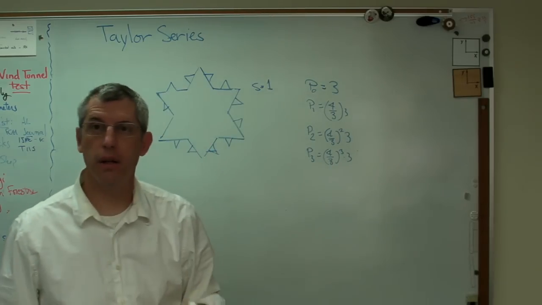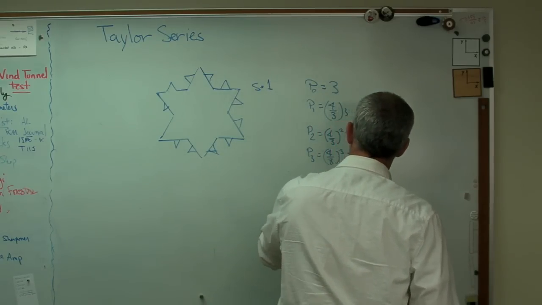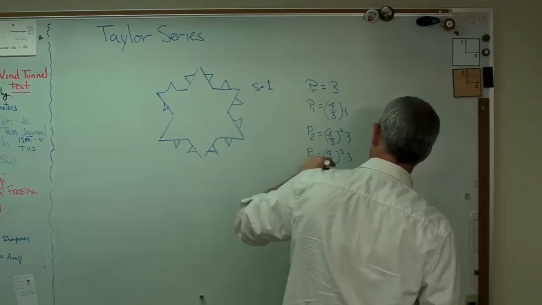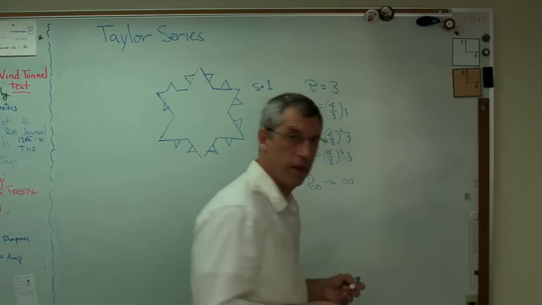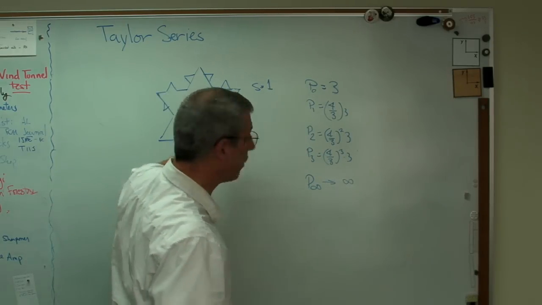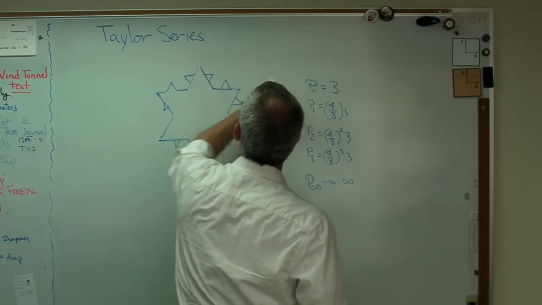And so on, okay? That means P infinity, as the number of iterations goes to infinity, the perimeter goes to infinity, right? The perimeter length of that shape is eventually going to be infinite. Let me show you something else, though.